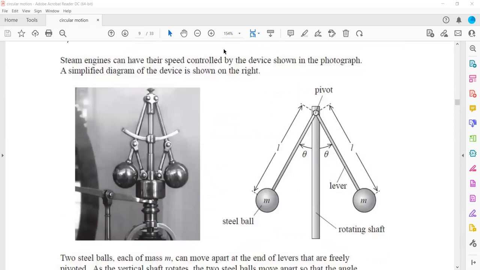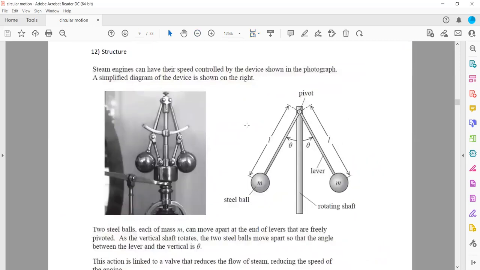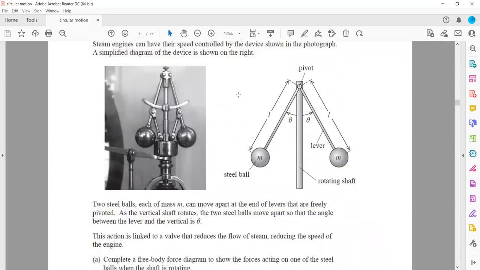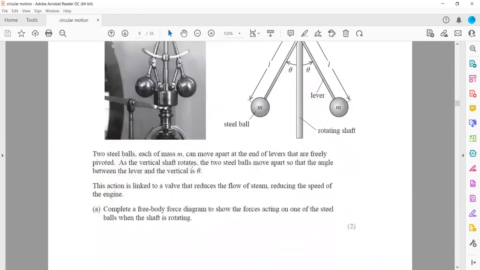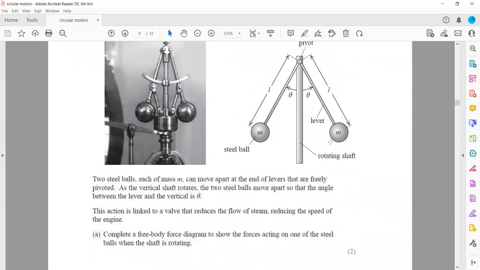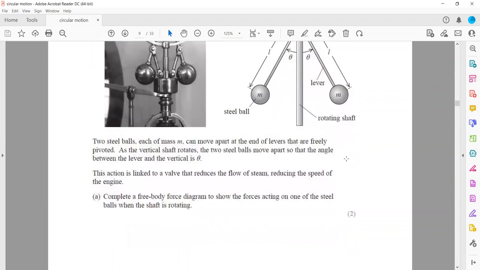In question 12, a steam engine can have its speed controlled by a device shown in the photograph. A simplified diagram of the device is shown on the right hand side. The two steel balls, each of mass m, can move apart at an angle at the end of levers that are freely pivoted. As a vertical shaft is rotating, the two steel balls move apart so that the angle between the lever and the vertical is theta. This action is linked to a valve that reduces the flow of the steam.